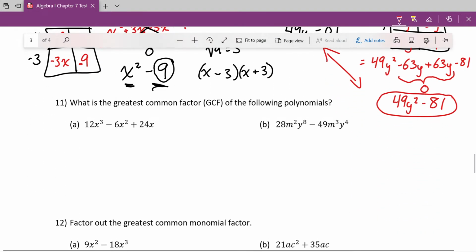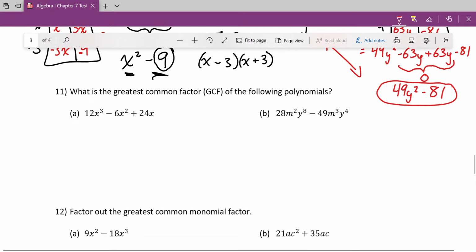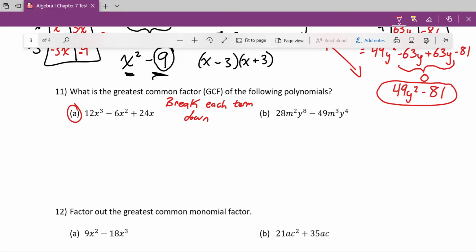So let's go on to number 11 and number 12, which is greatest common factor. If you don't remember greatest common factor, what we do is we're going to break each number or each term down. So break, and let me separate this so they look like two different words. Break each term down. And then we're going to find what they have in common and then separate it. So we're going to start with A here. 12x to the third minus 6x squared plus 24x.